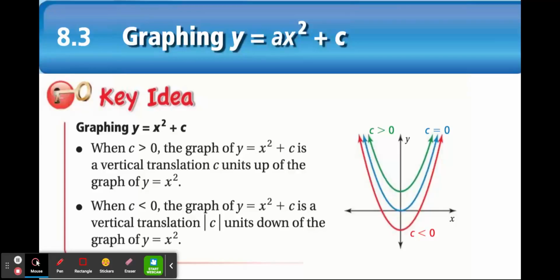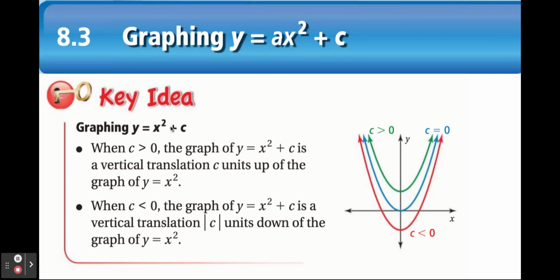Okay, lesson 8.3. We have graphing y is equal to ax squared plus c. So now you can see that we have added the last term. When c is greater than 0, if you look at the blue one, that is our parent function from basically 8.1. And remember, we skipped 8.2, so we're jumping right into 8.3.